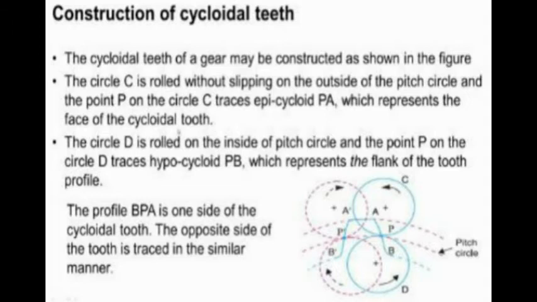The opposite side, that is B dash P dash A dash, is traced in a similar manner. Now when we combine the two profiles B dash P dash A dash and BPA, and when we join A and A dash with a curve, then this becomes one tooth of gear. So now how do we construct an involute tooth? So this is about the construction of cycloidal profile.